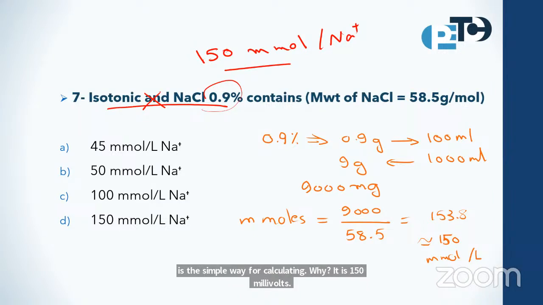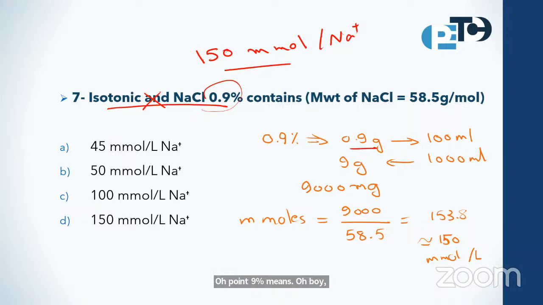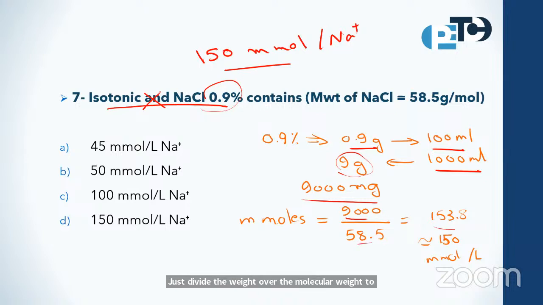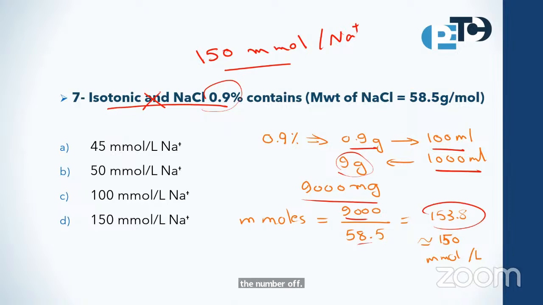0.9% means 0.9 grams present in 100 milliliters. So 1 liter contains how many grams? It is 9 grams, which corresponds to 9,000 milligrams. Now we have the rule saying that millimoles equal weight in milligrams over the molecular weight. Just divide the weight over the molecular weight to get the number of millimoles per liter. It is approximately 150 millimoles per liter.